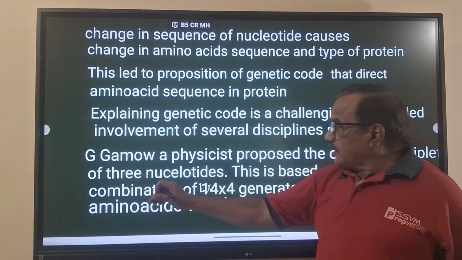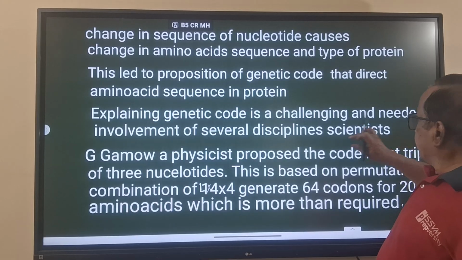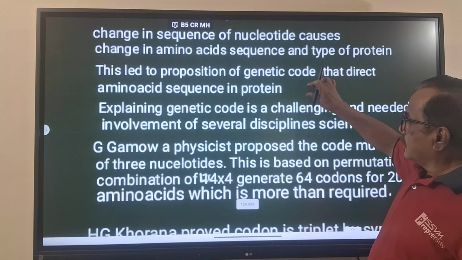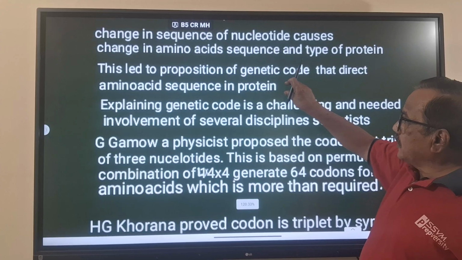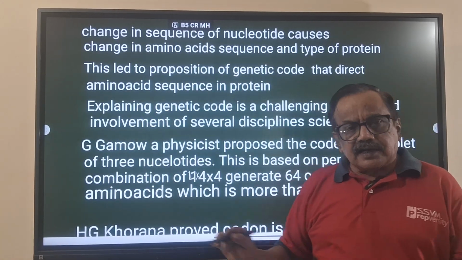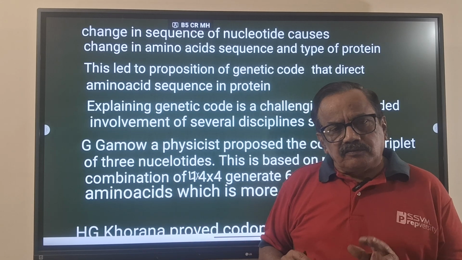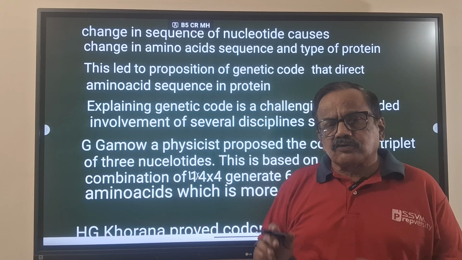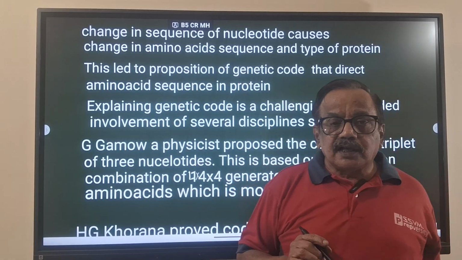And there are 3 nucleotides in the triplet. It is followed by the triplet. The code is triplet. Code means whatever nucleotide sequence is present on the mRNA, 3 nucleotides will give one amino acid code. That he told. Why did he tell like that?